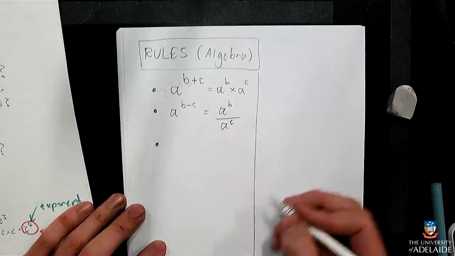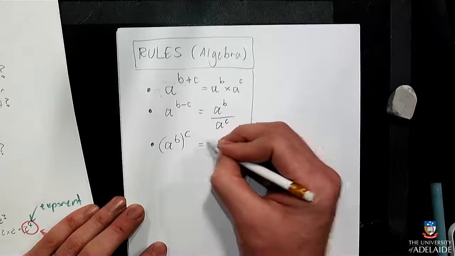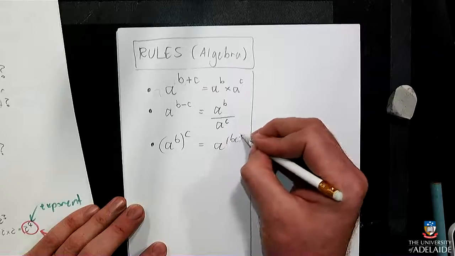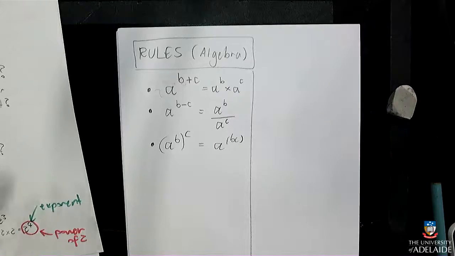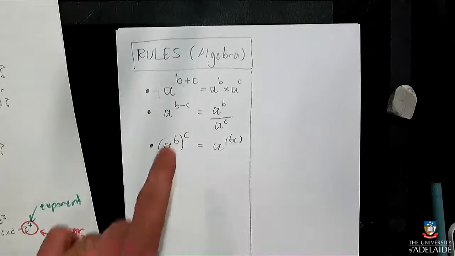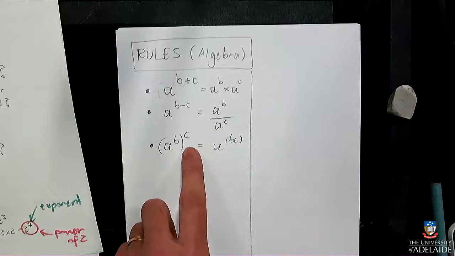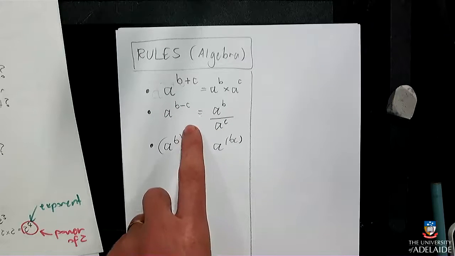And you also know that a to the power of b, then to the power of c, is the same as a to the power of b times c. So you'll notice that addition up here in the power is multiplication down below, and subtraction up here in the power is division down here below, and powers of powers is multiplication.